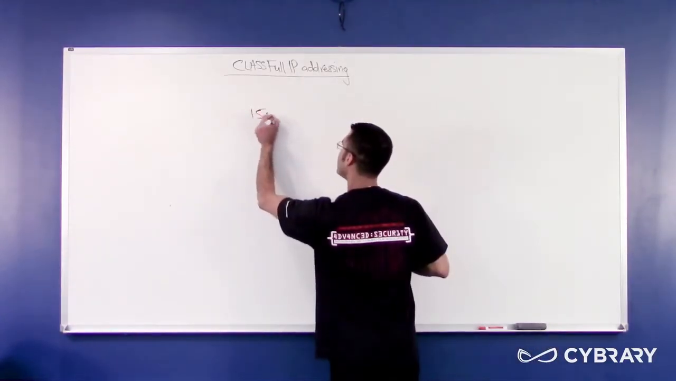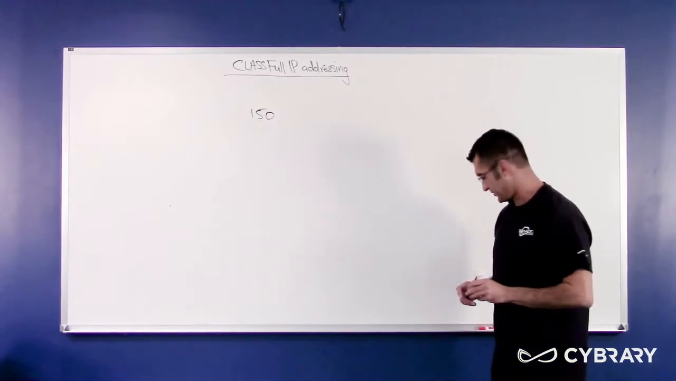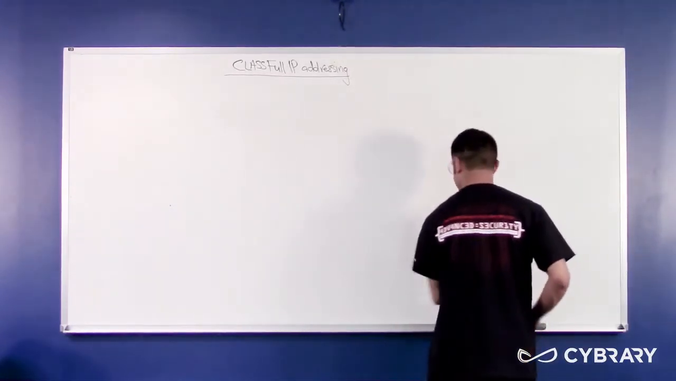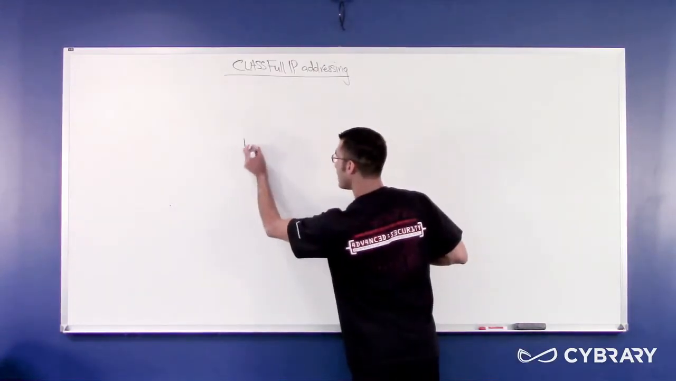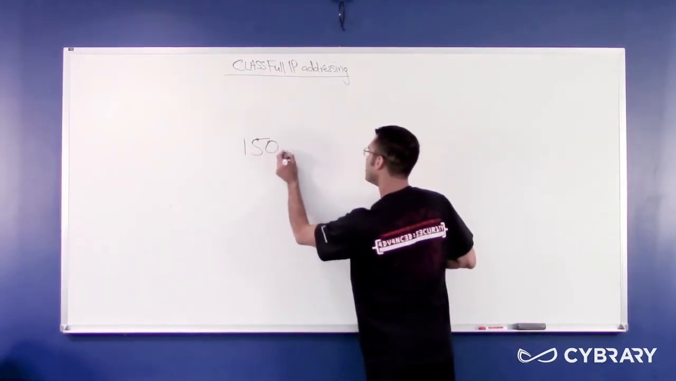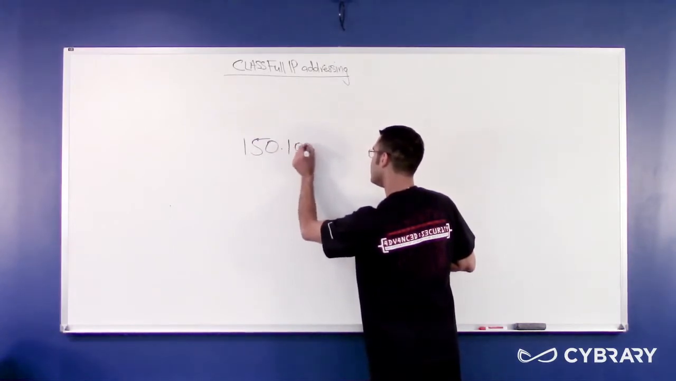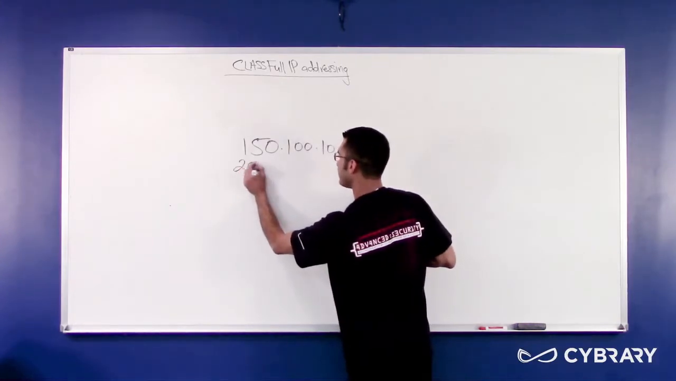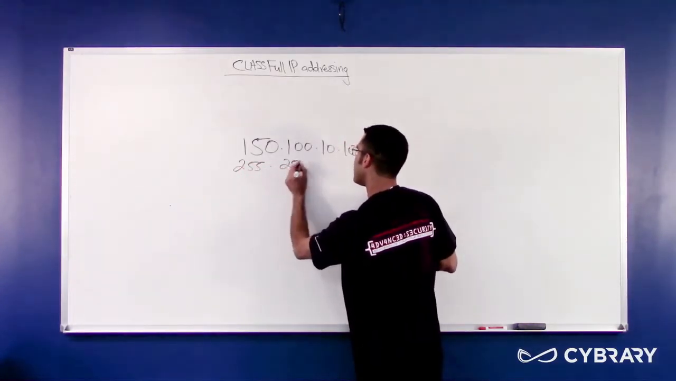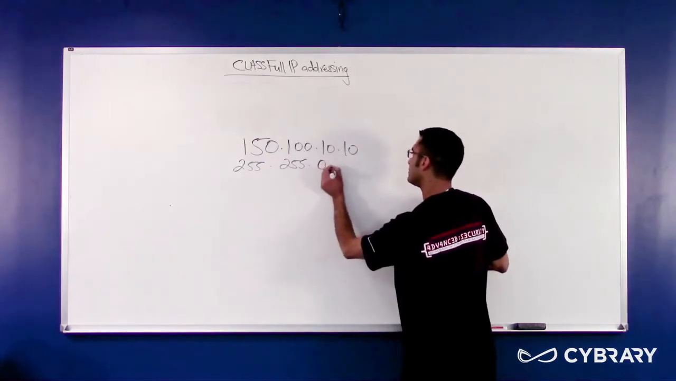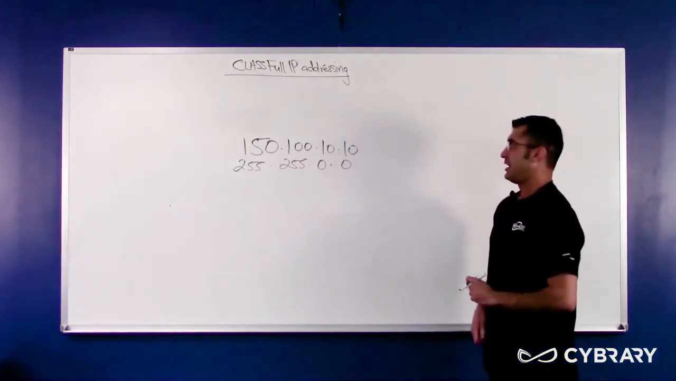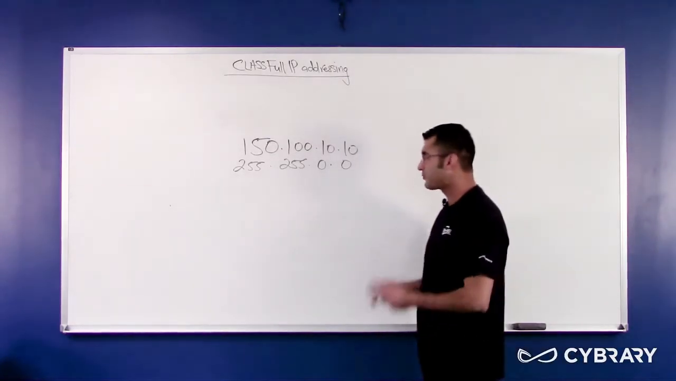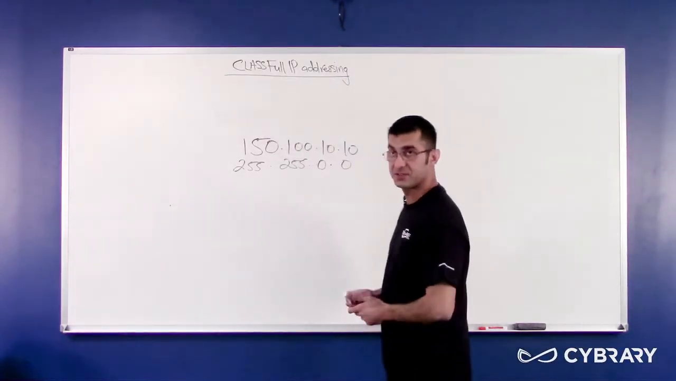What if we have a Class B address? So 150 is a number between 128 and 191, which makes it a Class B address. So let's say we have 150.100.10.10. And the mask is 255.255.0.0. If I were to ask you what the street name is, or just the network address, because this is an IP address, this is a host address.